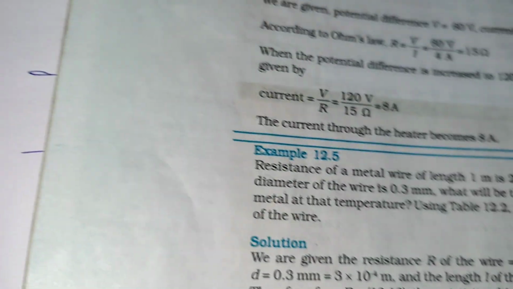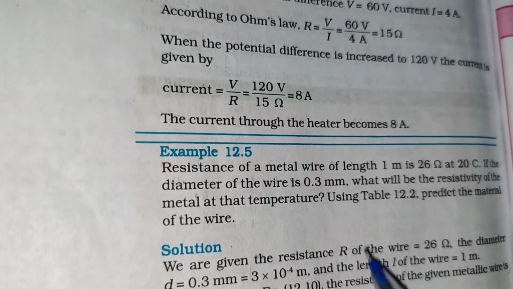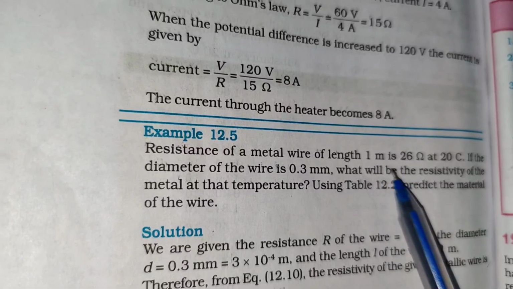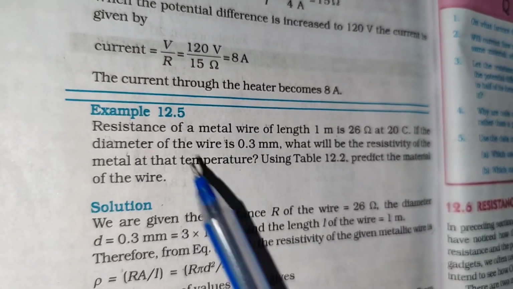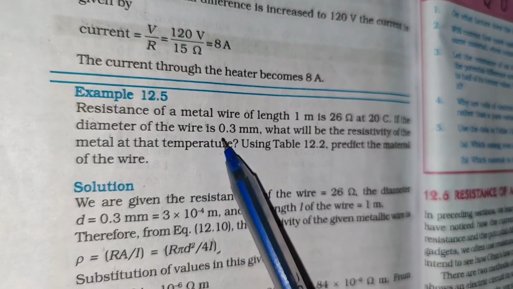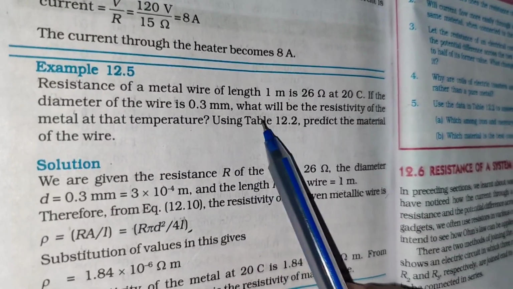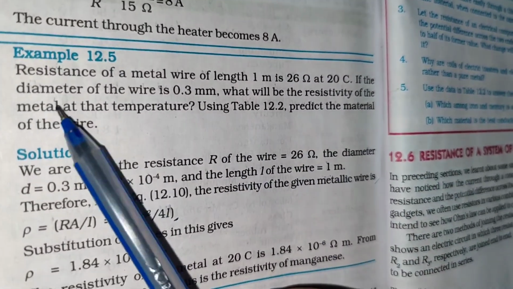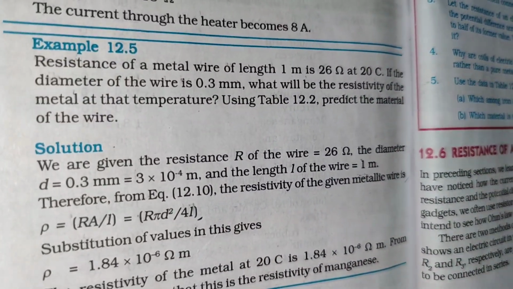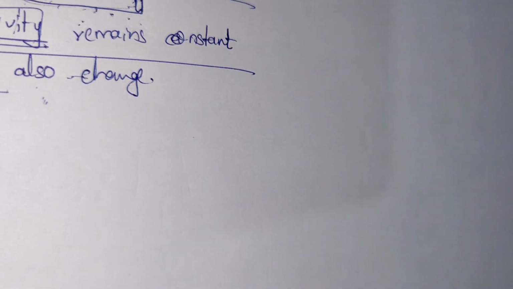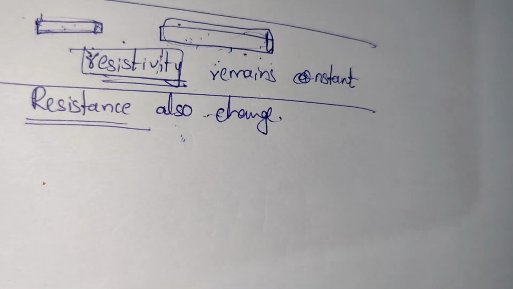Resistance of a metal wire of length 1 meter is 26 ohm at 20 C. If the diameter of the wire is 0.3 millimeter, what will be the resistivity of the metal at that temperature? This is the question. So we have to write the given, what they have given.